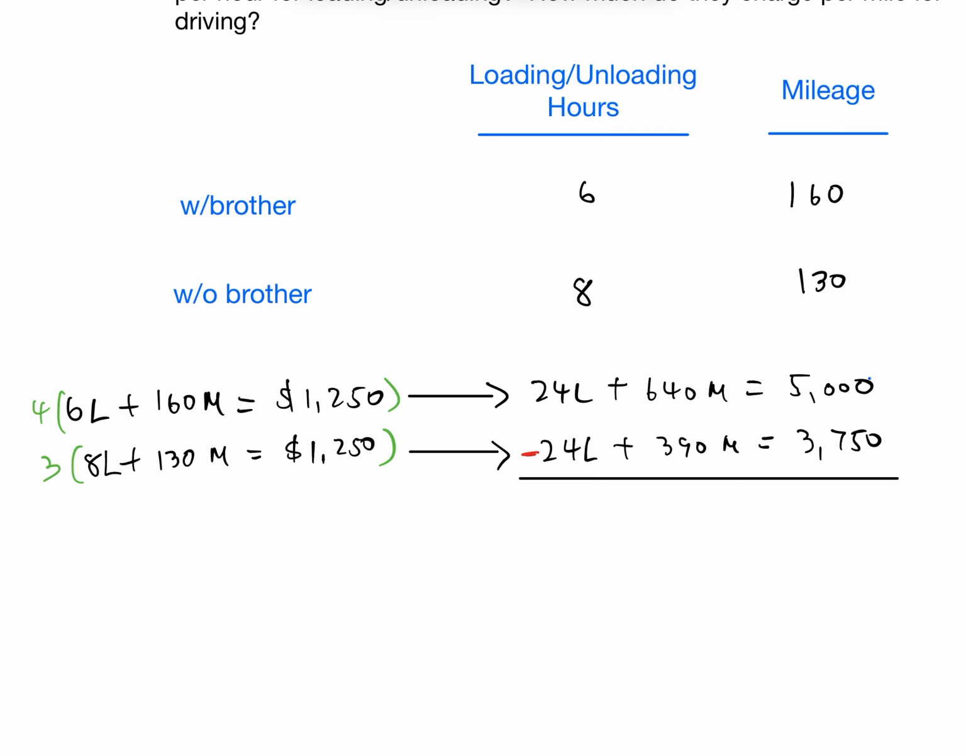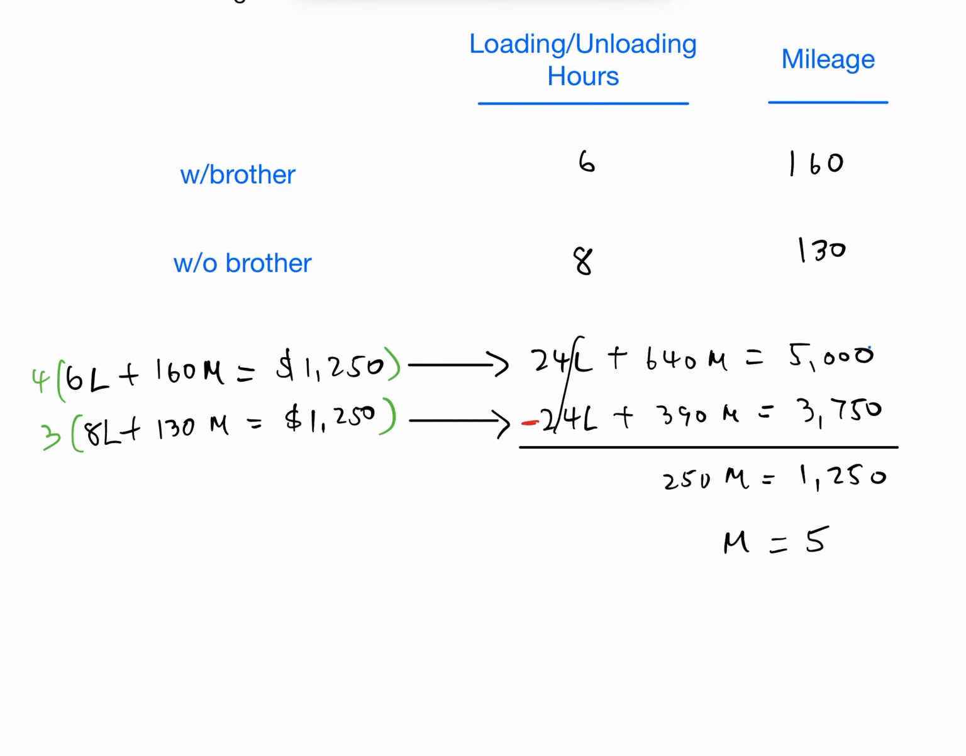Now let's go ahead and subtract those equations. And when we do, these cancel out, and we're left with 250M is equal to 1,250, which means M is equal to 5. It's 5, okay? So M is my 5, so that's going to be $5 per mile.